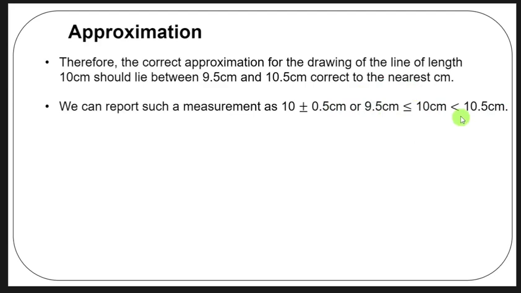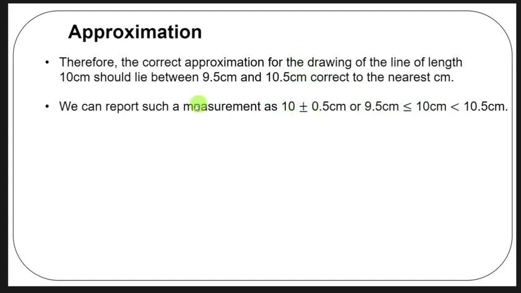in this way, which is we can create an inequality, which means our value lies between: it's either equal to 9.5 centimeters or greater than 9.5 centimeters, and then it is expected to be less than 10.5 centimeters. So that's how such a number is supposed to be reported.